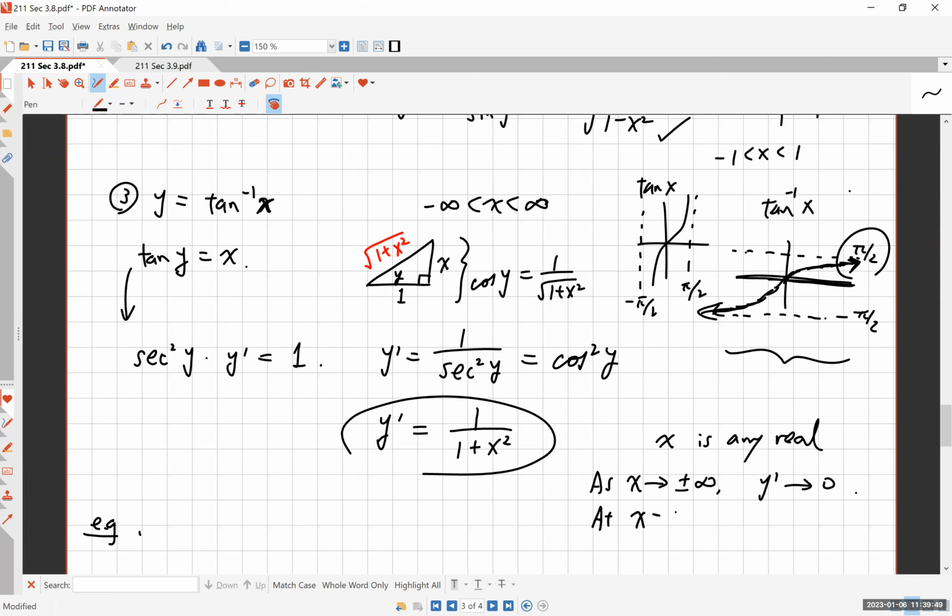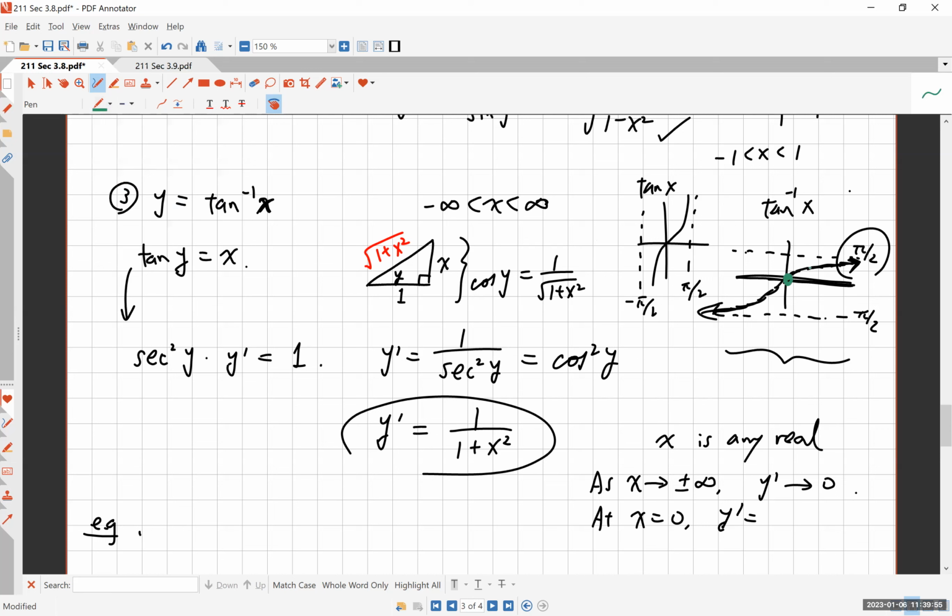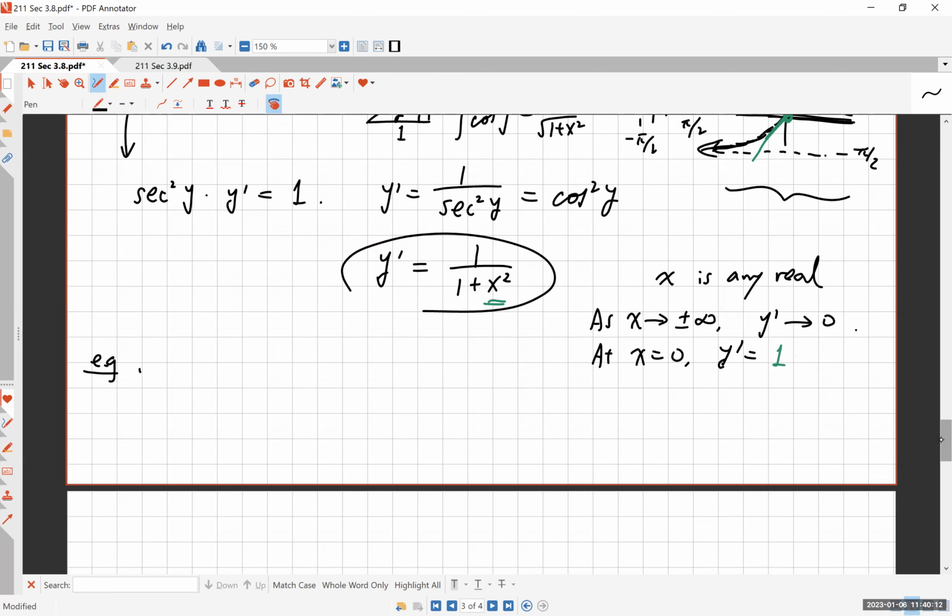At x equal to 0, what's y prime? I'm talking about this point here, okay? This tangent line is like that, and when x is equal to 0, the derivative is 1. So the tangent line here is actually y equals x, right, for the inverse tangent graph. Cool. All right, let's do y equals the inverse sine of x to the 4th.